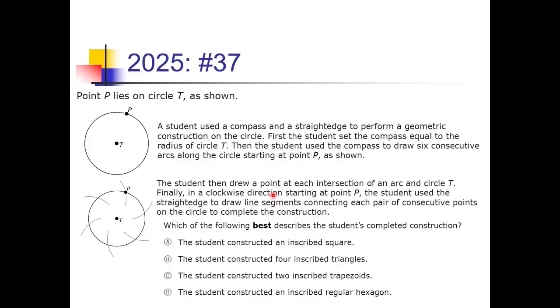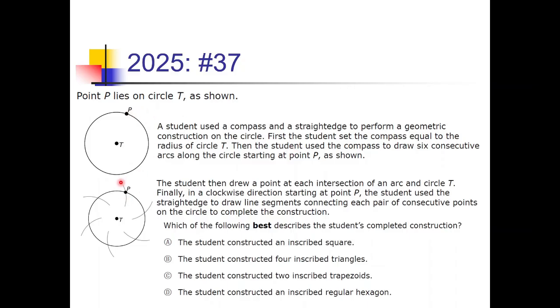On this problem, we have a whole bunch of words and diagrams, and when you see how straightforward this one is, actually, you're going to be like, why did they have all these words? So we've got point P on circle T as shown here. And a student uses a compass and a straight edge to perform a geometric construction. First, they set the compass equal to the radius of T, great, and then they use the compass to draw 6 consecutive arcs along the circle, starting at point P as they've shown here.